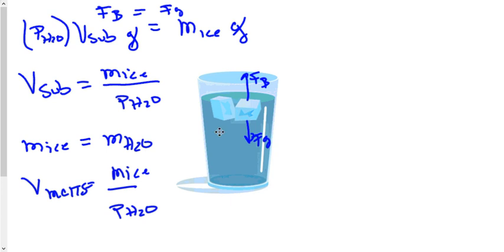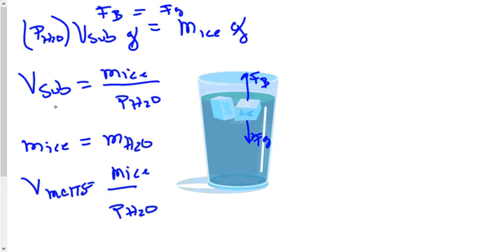Okay, because mass is not changing here at all, is it? So the total mass of this ice has not changed at all. So whatever mass of ice we've got must equal the mass of water. So if you substitute mass of water in here and divide it by the density of water, you get the volume that actually melted.